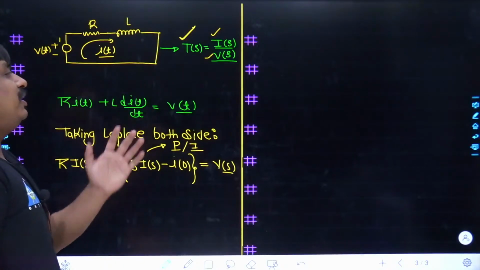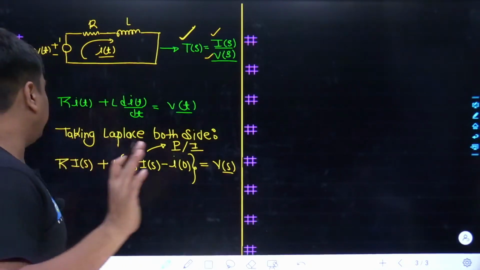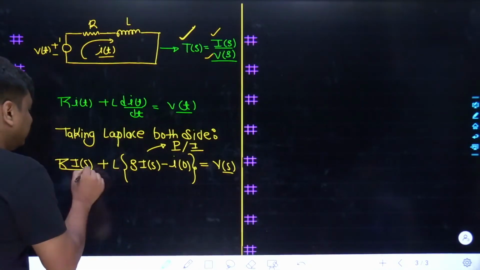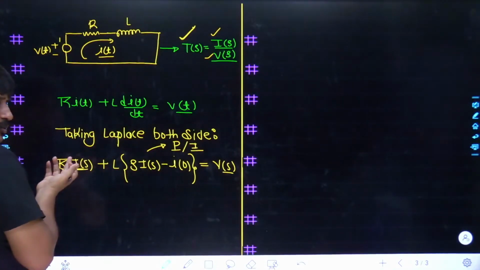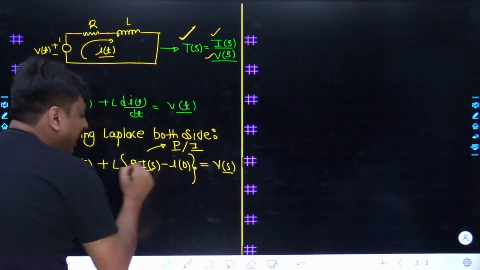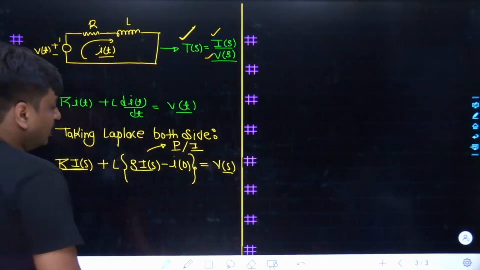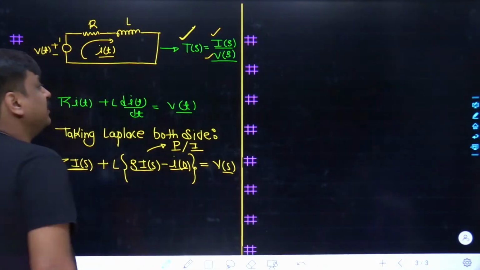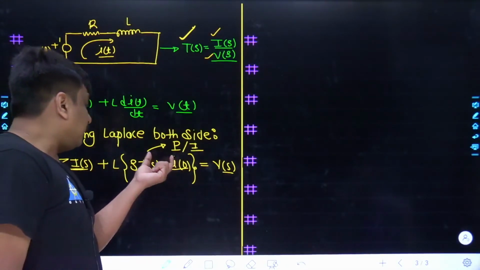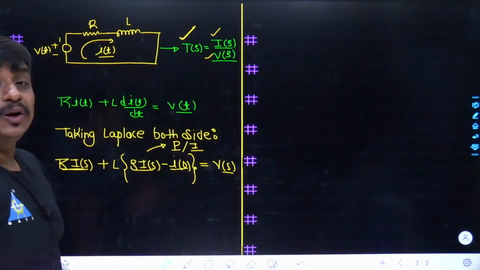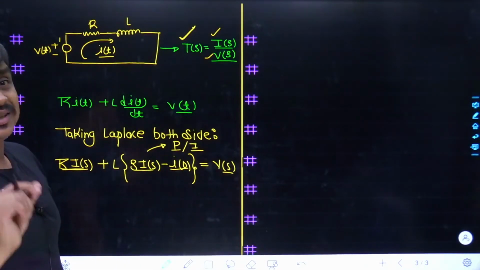The ratio between I(s) and V(s) can be achieved only and only if each and every term has I(s) or V(s). This term has the I(s), no issue with this term. This term has the I(s), no issue with this term. But this term did not have either the I of s or the V of s. What does that mean? That means if this term is live, you cannot get the ratio between V(s) as well as I(s).